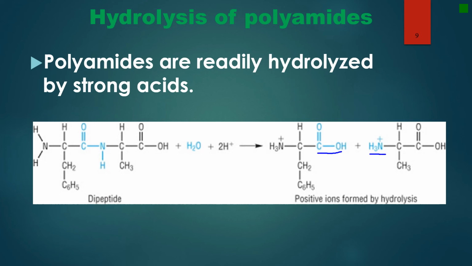and ammonium ion. This happens because the water molecule in the solution leads to formation of the carboxylic acid functional group here. And then the hydrogen ion from the acid combines with this to form the ammonium ion that we have in the product.